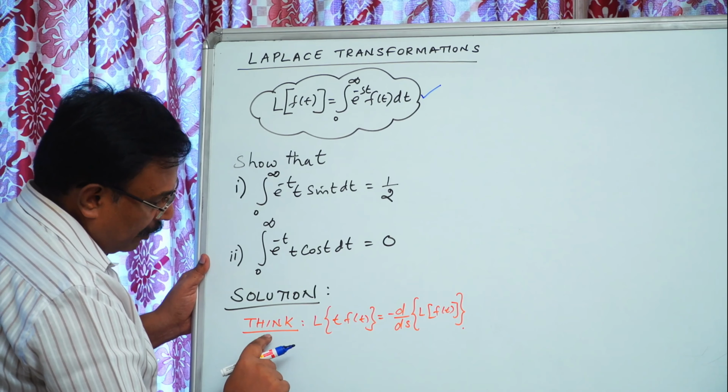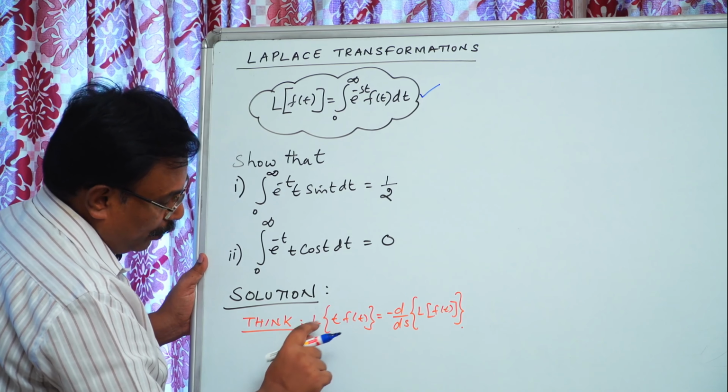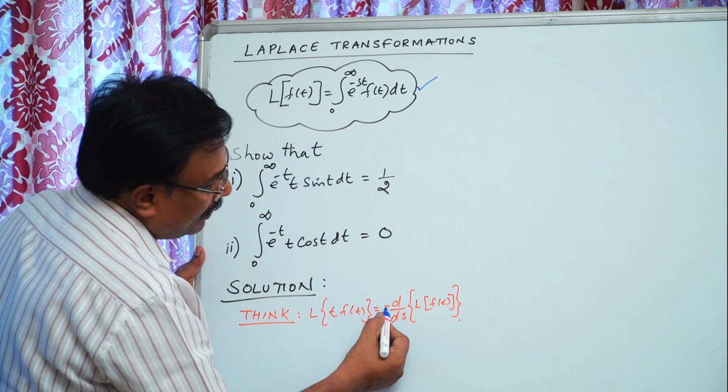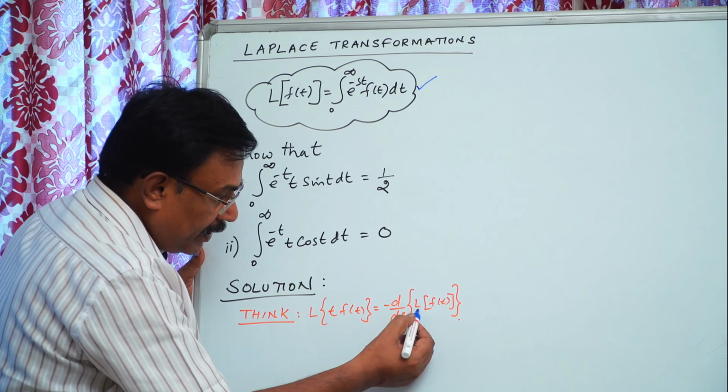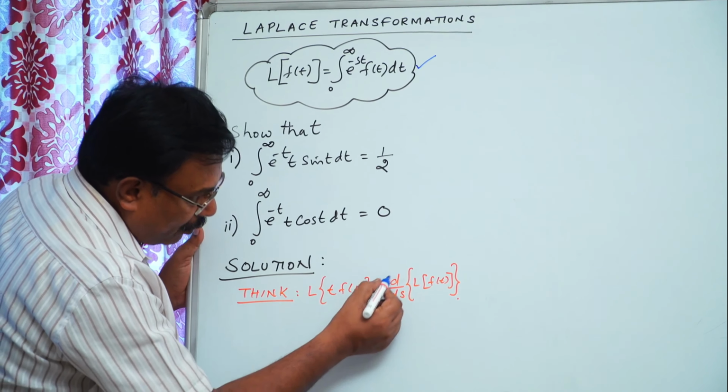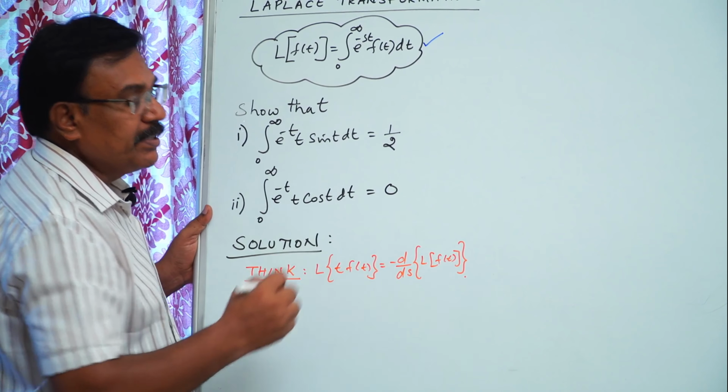Before that, we have to think about this result also. Laplace of t f of t is nothing but minus d by ds of Laplace of f of t. For t, we have to introduce the derivative with the minus symbol.